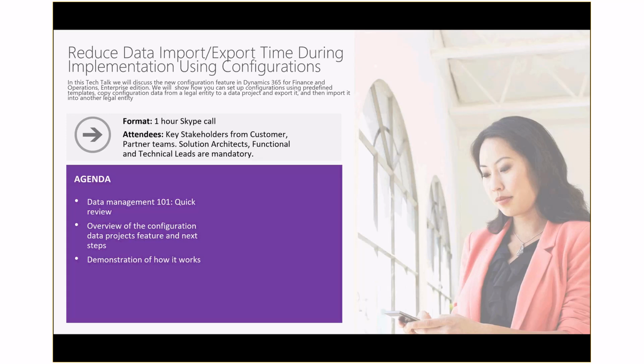What we're going to talk about today is I'm going to do a quick review of Data Management 101 in Dynamics 365 for Operations and Finance. This is for people that are using the cloud version. If you think it's for AX 2012, it's not for that version. It's just for the version in the cloud, Dynamics 365. We're going to then do an overview of the data configuration data projects feature, and talk about some of the next steps. This is just the beginning of part of our roadmap. And then finally, we're going to do a demonstration, so you get to see real code that will be released soon.